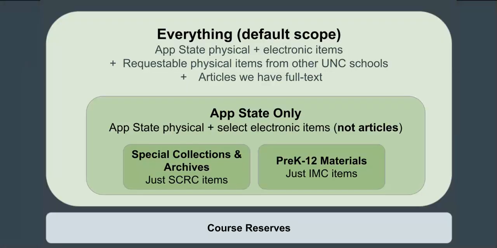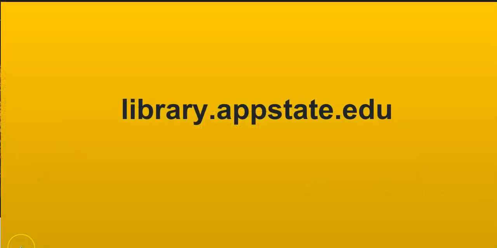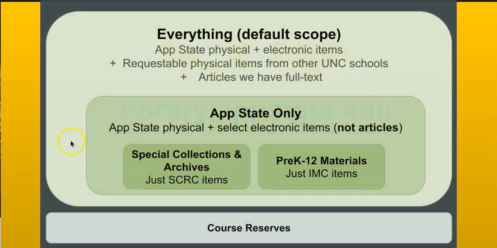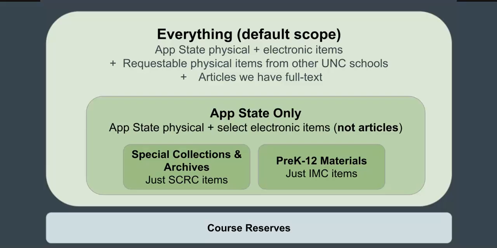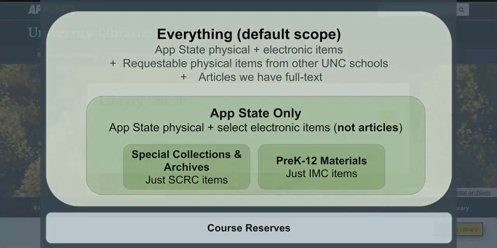Library search is a tool that allows users to simultaneously search across multiple library resources, both physical and digital, through a single search box. You can access library search from the library's website at library.appstate.edu. The default search scope will search App State physical items, electronic items, requestable physical items from other UNC schools, and articles available in full text.